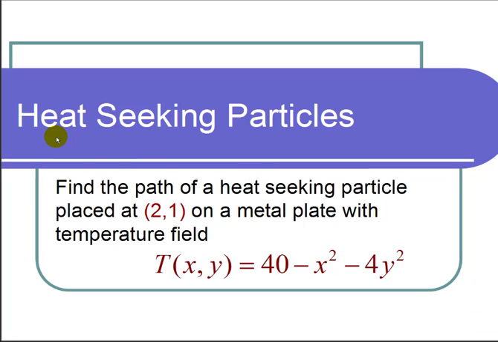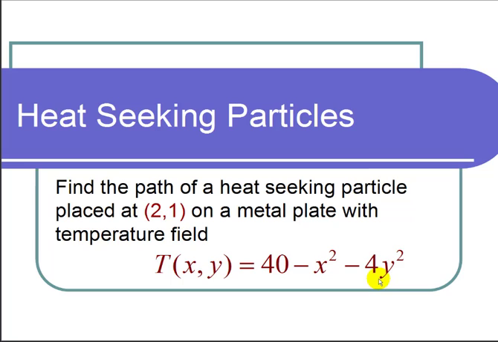This is a video on heat-seeking particles. The question states, find the path of a heat-seeking particle placed at the point (2, 1) on a metal plate with temperature field T(x,y) equals 40 minus x squared minus 4y squared.